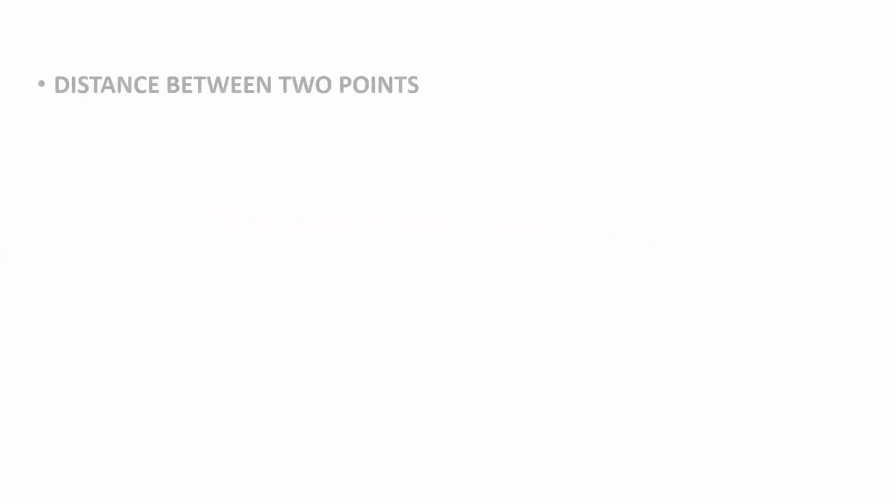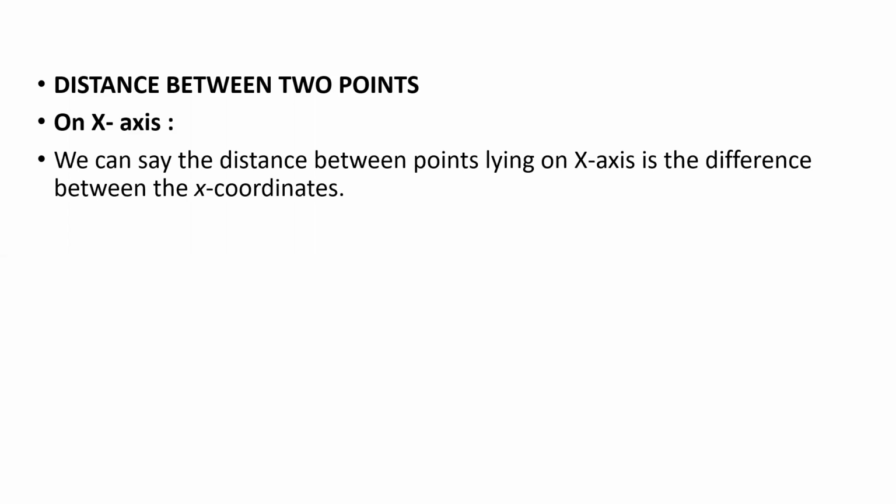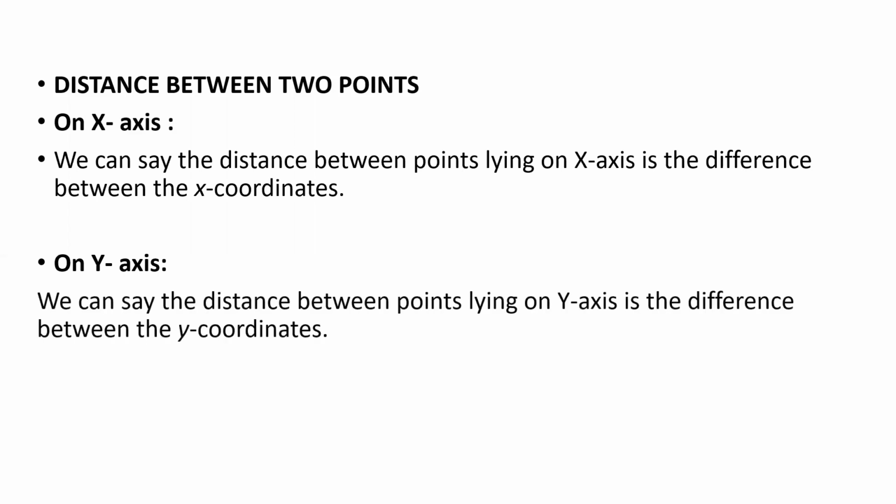We'll start our practice with the previous knowledge that we have. How do we calculate the distance between 2 points? First on the x-axis. This is the concept to find the distance on the x-axis. We can say the distance between points lying on the x-axis is the difference between the x-coordinates. We'll see that practically in the coming slides. On the y-axis, the distance between points lying on the y-axis is the difference between the y-coordinates. Just keep these 2 points in mind and hopefully we'll get clarity in the coming slides.